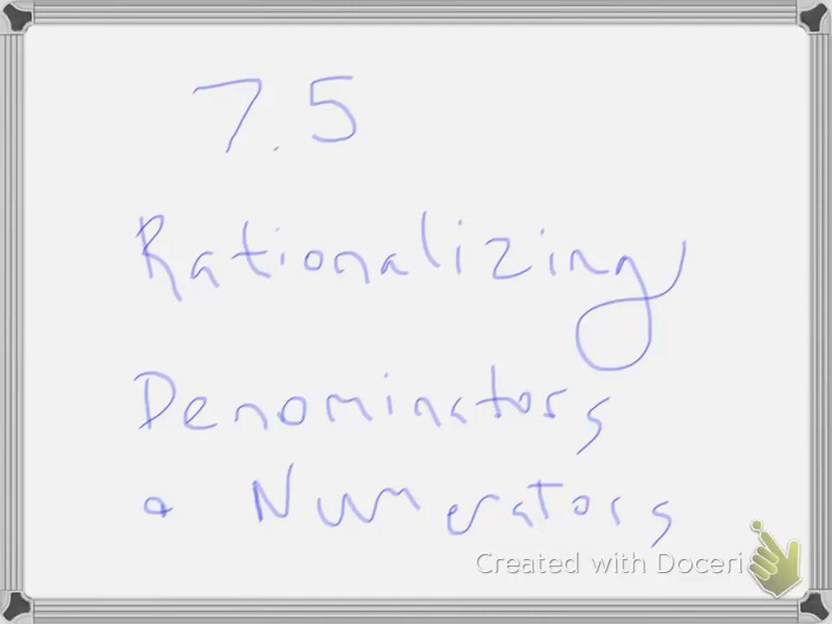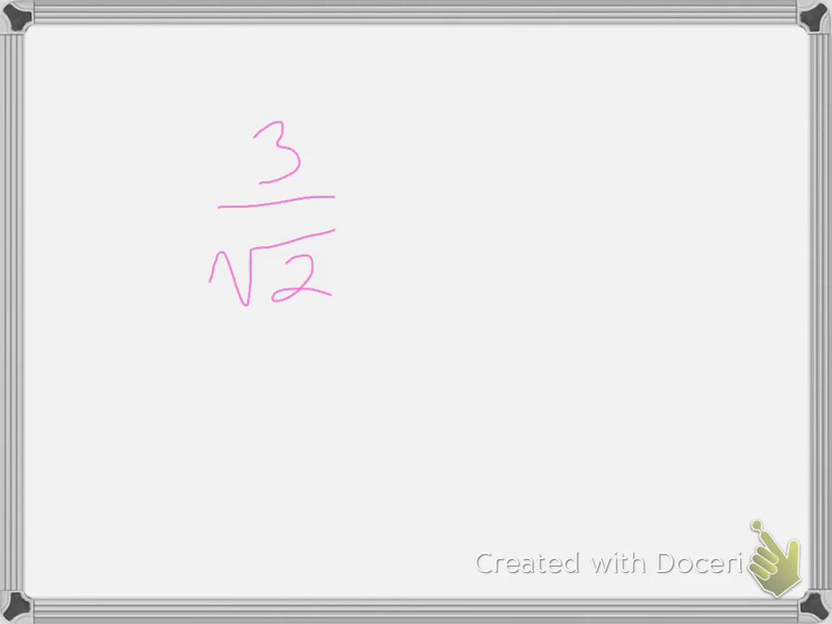Alrighty, we're doing 7.5 today, and it's rationalizing denominators. Now, what does rationalizing mean? Rationalizing a denominator means to get rid of the root. You want to make it rational, meaning not irrational. Irrational is when you have a square root. So to rationalize it, you just do what it takes to get rid of the square root.